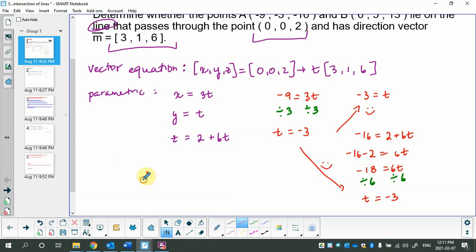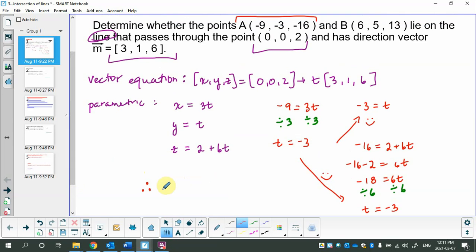And that means, therefore, A(-9, -3, -16) is on the line. I'm going to assume, but prove in a second, whether that B is on the line. I'm thinking it's not. I'm thinking I probably would have planned it otherwise. So I'm going to change this to blue, and I'm going to do this set of solution in blue with the same thing. So I'm going to take 6 and plug it in here.